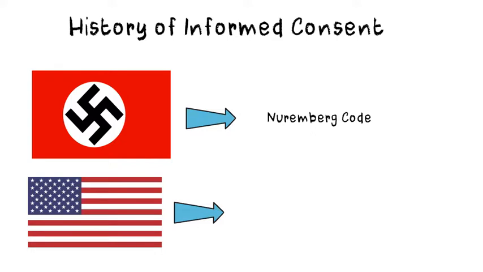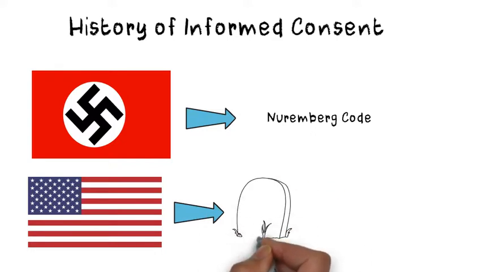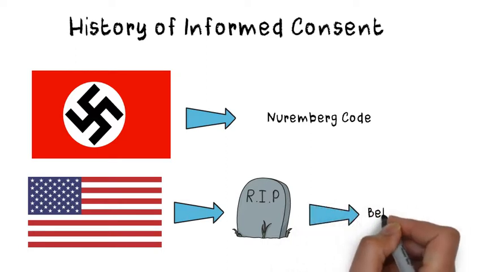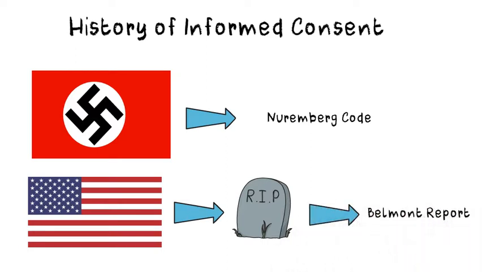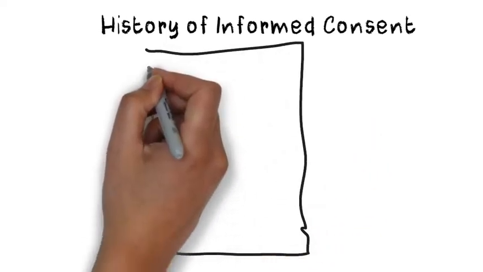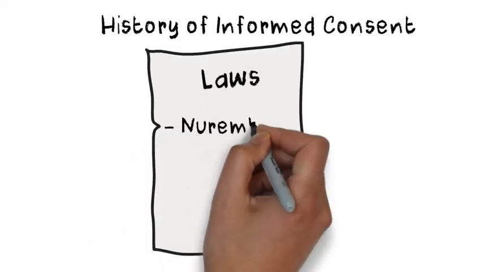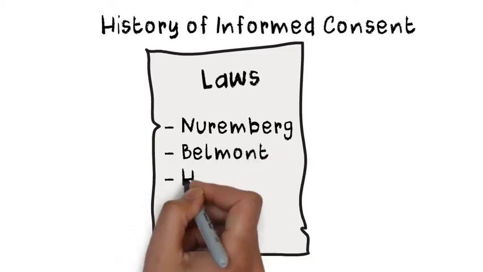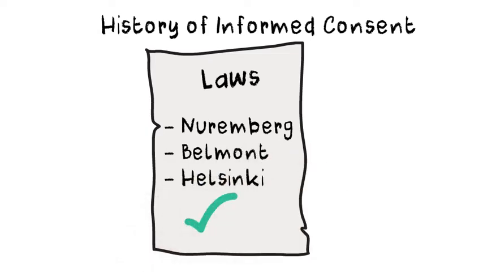In this study, African American men were infected with untreated syphilis. Most of them died, and the White House responded to this by introducing the Belmont Report. Together with the Declaration of Helsinki, these three reports comprise the rules of how to deal with humans in scientific research.